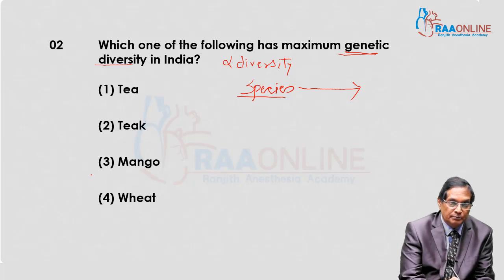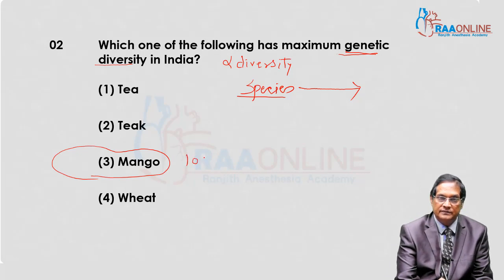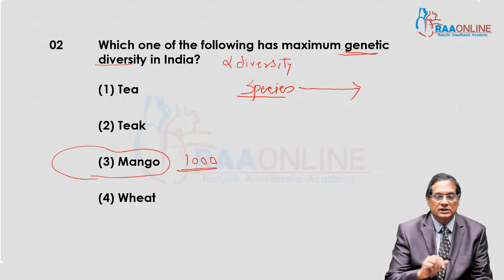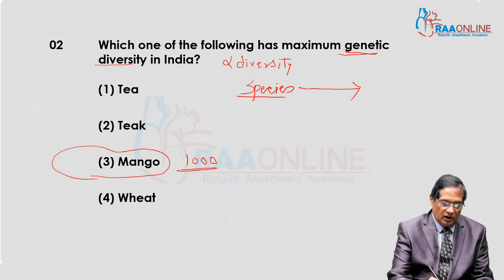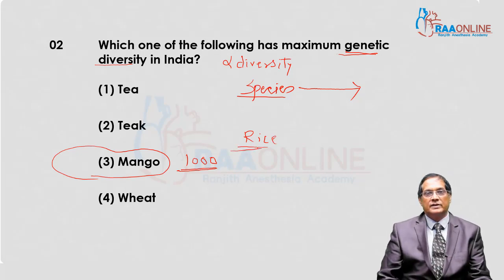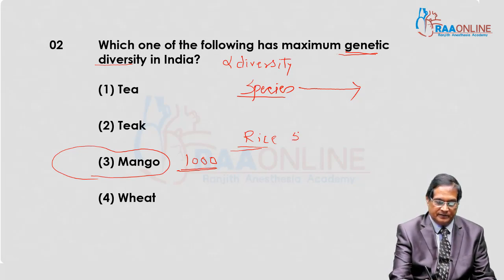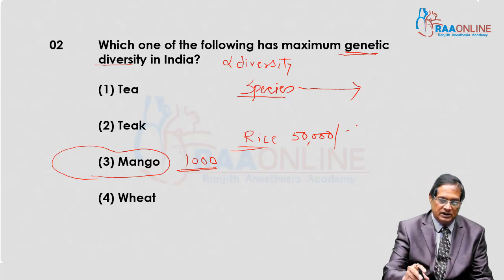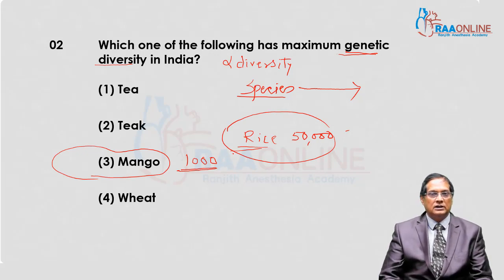In this respect, mango shows maximum diversity because approximately 1000 different types of varieties of mangoes are available, present across our country India. And rice, its name is not given here. Rice has approximately 50,000 different types of strains, but it is not in the list. So that's why the answer is mango.